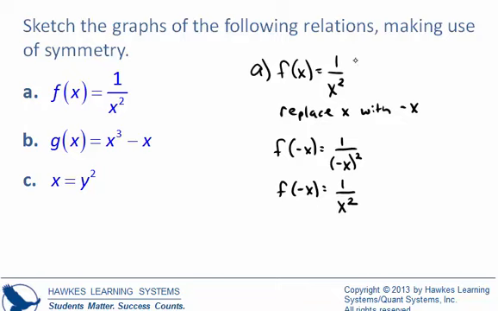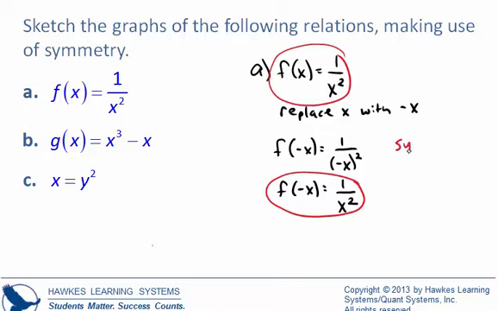And so if you look at this, what we started with is the same as what we got if we plugged in the negative x. In both cases, we got 1 over x squared. So this proves that we have symmetry with respect to the y-axis.